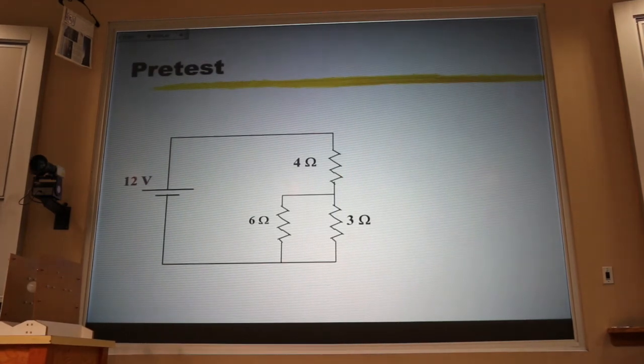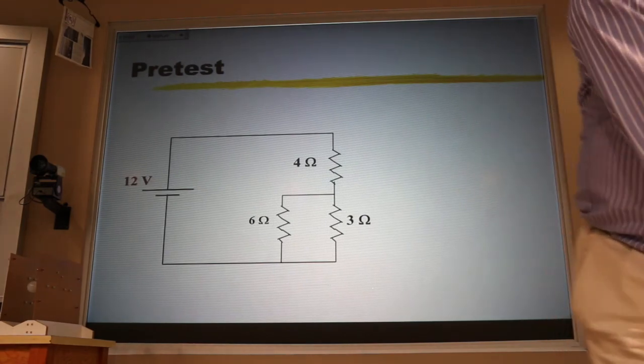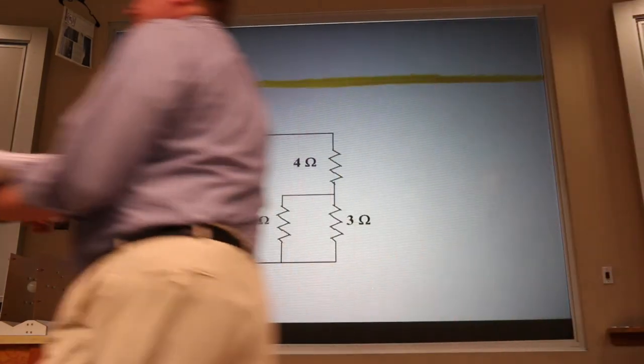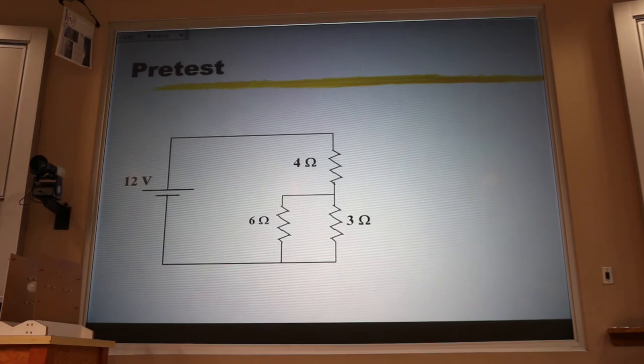Okay, I have a pretest for you. Normally we have those at the beginning of class. This is just kind of a change up there. I'm handing you two pages front and back. We're only going to do the front of the first page. And it's very, very easy. Not going to take it very long.